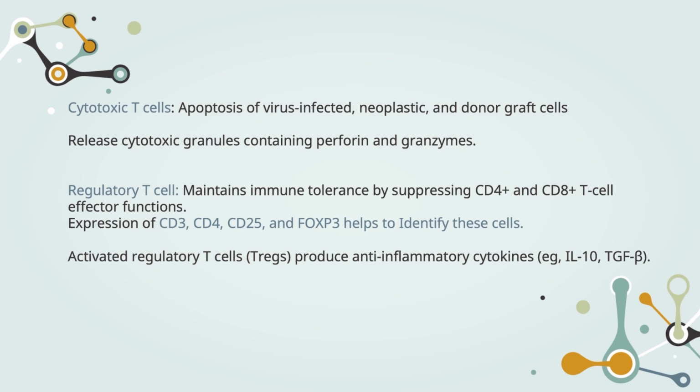All right. Now, as we talked briefly about regulatory T cell in the earlier slide, now let's talk about regulatory T cell in further detail. Like I said earlier, Treg cell maintains immune tolerance by suppressing T cells, right? They suppress CD4 and CD8 T cells. Now, how do you recognize regulatory T cells? They are recognized by expression of CD3, CD4, CD25, and FOXP3. So these FOXP3 and CD25 are unique to regulatory T cells. Now, activated regulatory T cells produce anti-inflammatory cytokines like interleukin 10 and TGF beta.